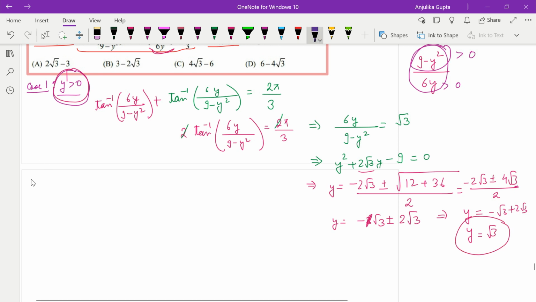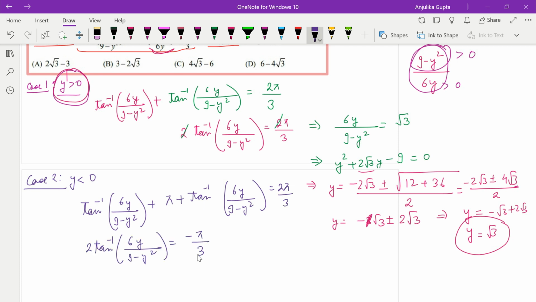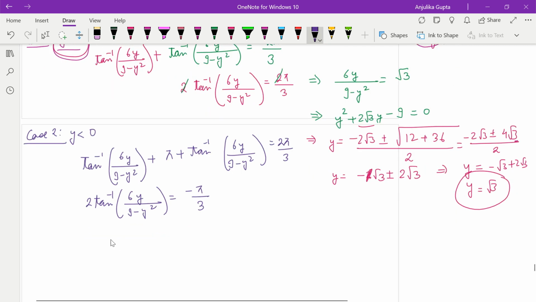Now let's go to the other case. Case 2, that says that your y is negative. When y is negative, now let's again start writing the equation. And what happens to the second one? You are going to get pi plus tan inverse. Pi plus tan inverse. You understood, right? Now only the equation is going to change and you have to look for your solution. Minus pi by 3, and then you end up getting, or you can write that tan inverse of this is equal to minus pi by 6. Now you can take tan on both sides.